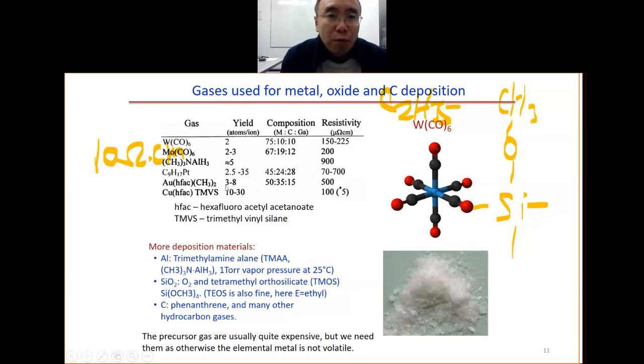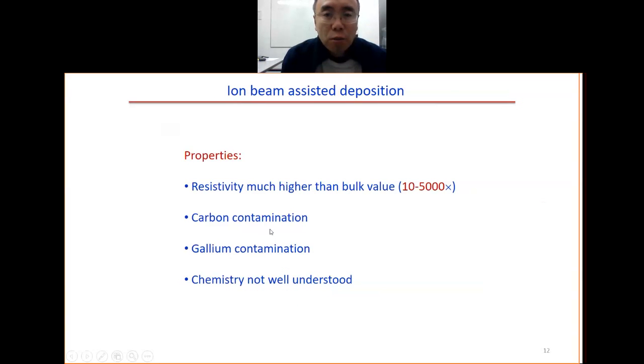Normally, when we have this organic group like CH3, we have the hydrocarbon bond. There will be a lot of hydrogen and a lot of carbon. If there is no hydrocarbon bond, no CH, then the hydrogen and the carbon will be smaller. So remember, the film has very high resistivity because of the lot of carbon and gallium contamination in the film.